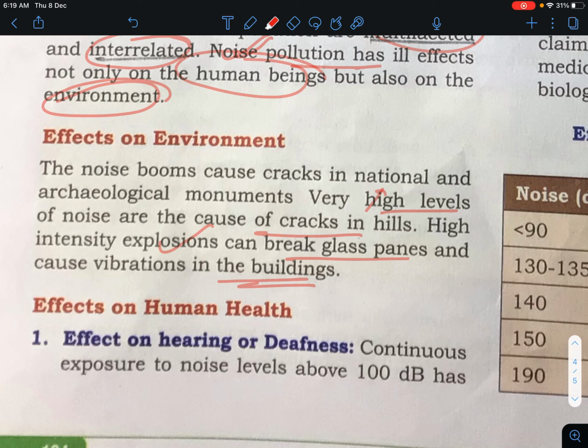I think in the news 2 or 3 months ago, the twin tower. I think you have heard about the twin tower. I think it is in Ghaziabad, and you can see that the building was demolished. In this case you can see that a high intensity explosion was done.